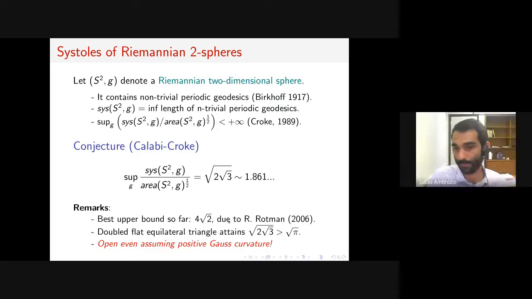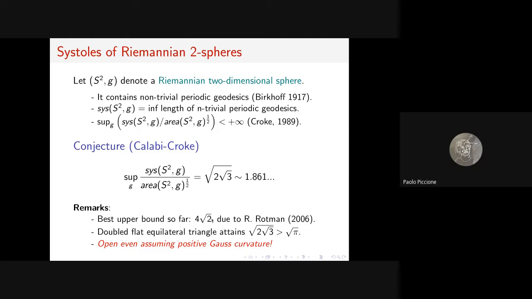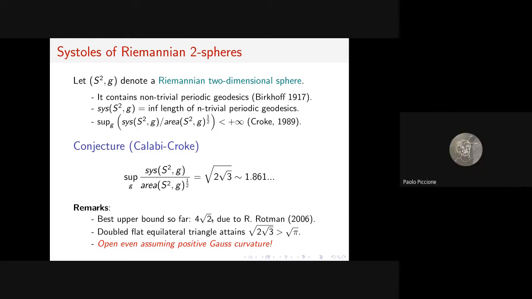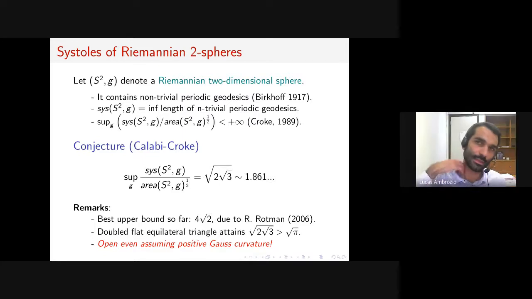A double flat disk would have a smaller system than the square root of 2 times square root of 3. Yeah, I think so, because in this case, the area of the disk is pi, so we have two disks, 2 pi. And the system, I would guess, would be twice the diameter.